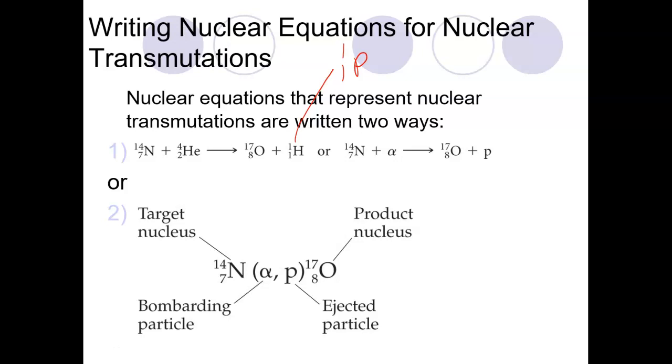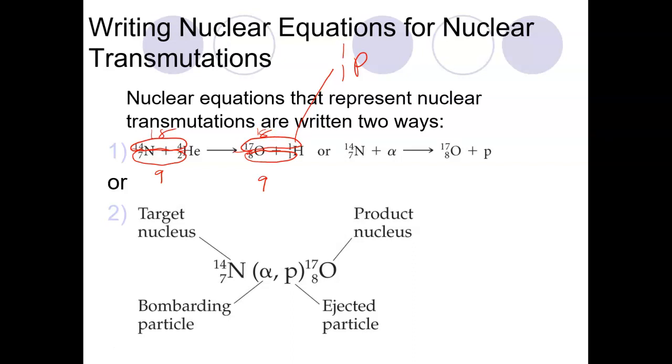But anyway, if we look at this equation, I'm just going to prove that it's balanced. 7 plus 2, isn't that 9? 8 plus 1, that is also 9. 14 plus 4 is 18, and 17 plus 1 is 18. So this is still balanced. It's just two things and two things.